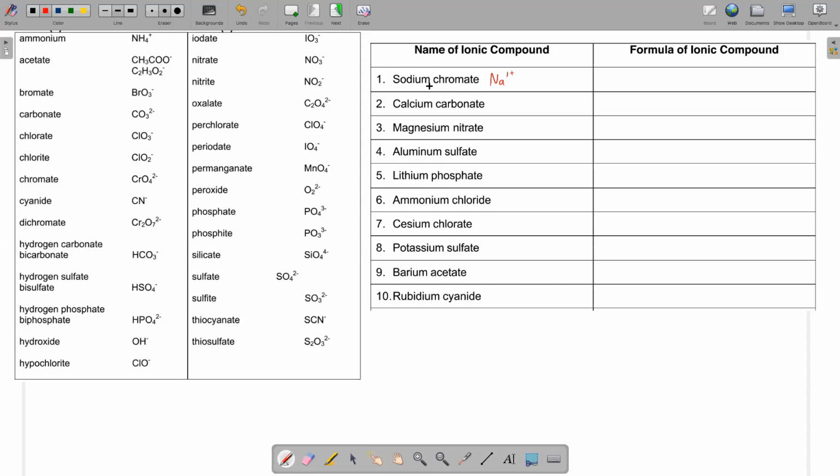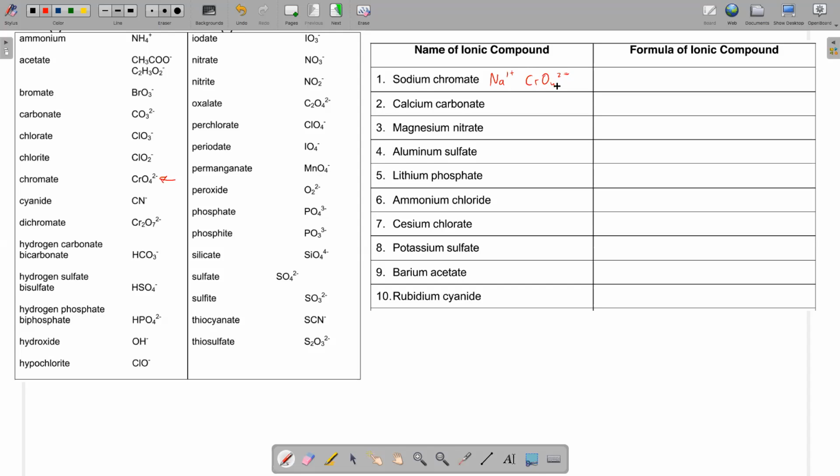And also, whenever you look on the polyatomic ion chart, you'll find right here is chromate. Chromate is CrO4 with a charge of 2 minus. So the 2 ions that make this compound up are sodium, 1 plus, and chromate, CrO4, 2 minus. And what we got to do is write a formula for that compound so that it's neutral. Well, if sodium has a charge of 1 and chromate has a charge of 2, we're going to need 2 sodiums for every 1 chromate.